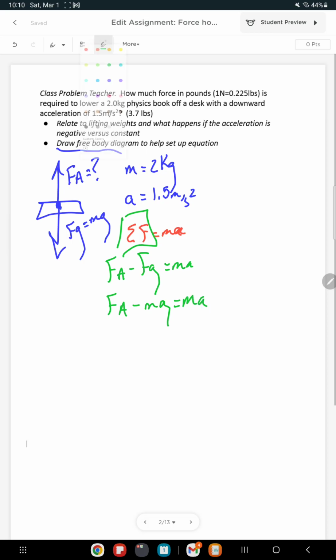And now I can start plugging in numbers like they gave us. So Fa is what I'm looking for. M, they said, is a 2 kilogram physics book. G is 9.8 meters per second squared.